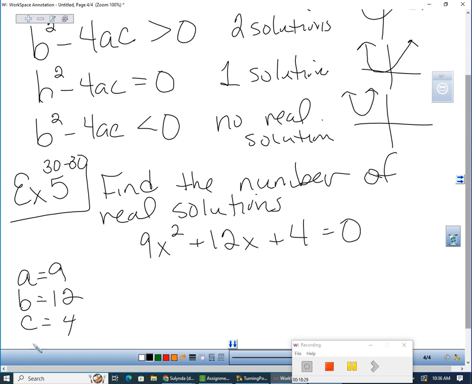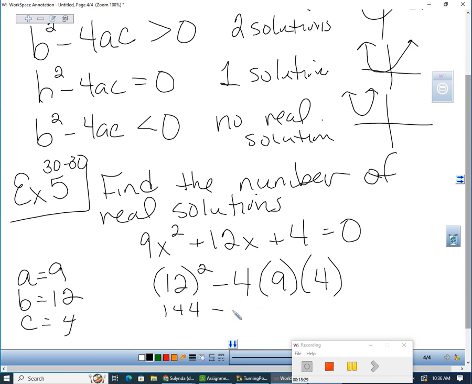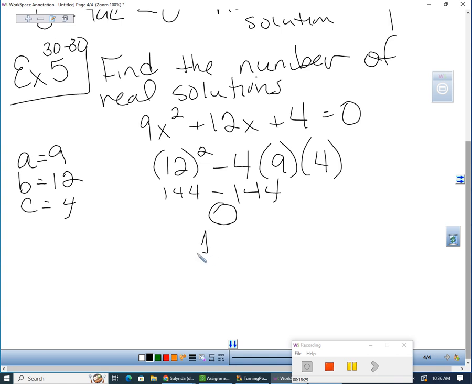We're going to put it into b squared minus 4ac. So we have 12 squared minus 4 times a times c. 12 squared is 144. 4 times 9 times 4 is 144. Which means we get 0. How many solutions does that mean? There is one solution. So that's what you're going to say, one solution. That's all you have to do for that little section.